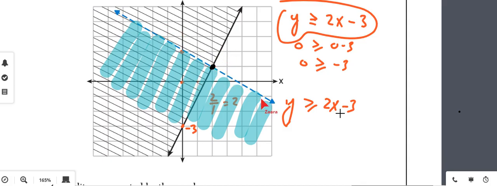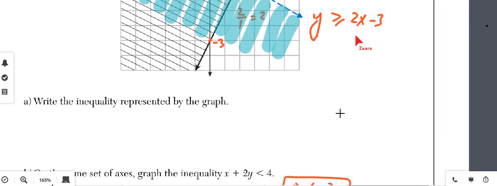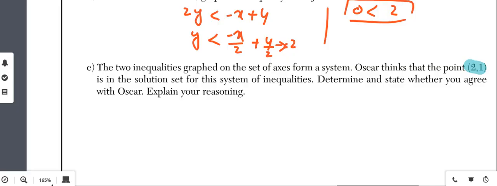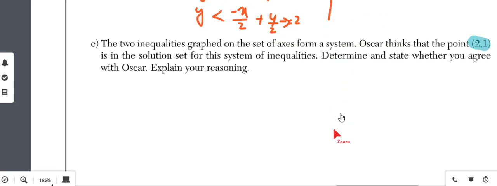It was y is greater than or equal to 2x minus 3, and the point was 2, 1, right? Okay, first we will disagree. I'll disagree.